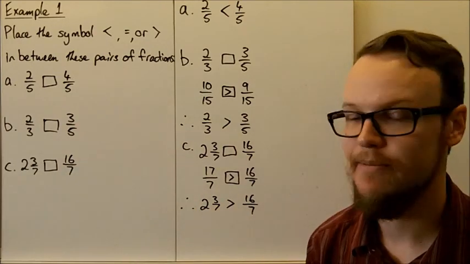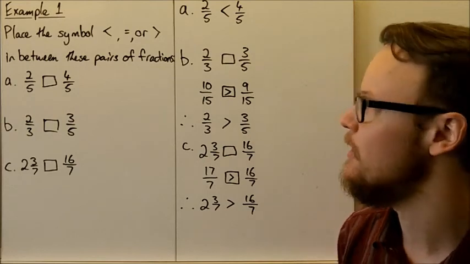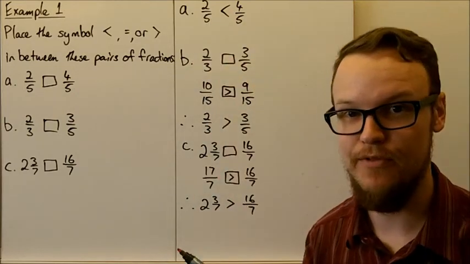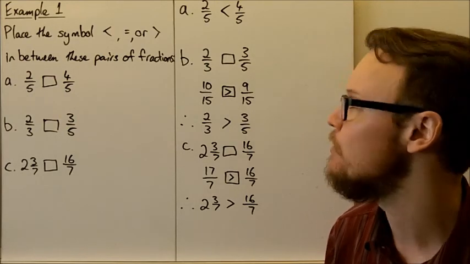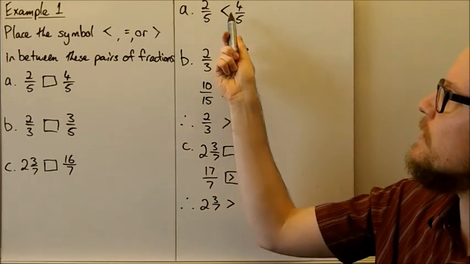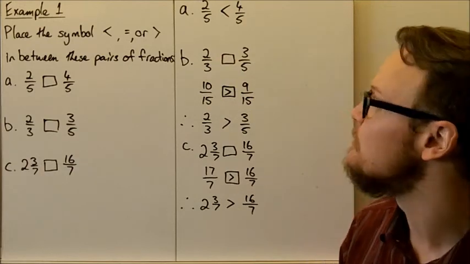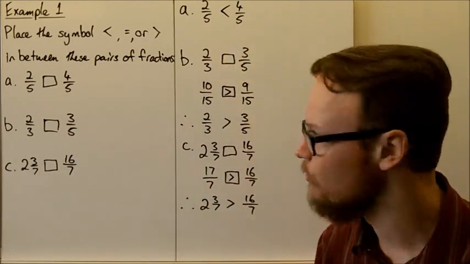So here we've got the same denominator. Very easy to compare them. So 2/5 is definitely going to be smaller than 4/5 because it's a less number of parts that we have. So we can put the less than symbol. So 2/5 is less than 4/5.